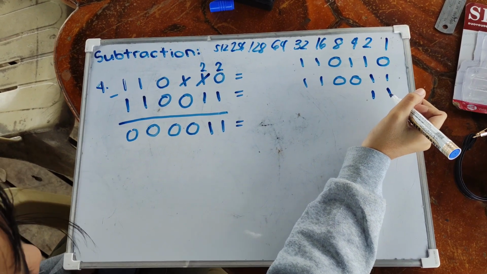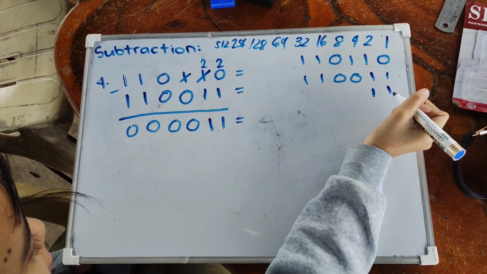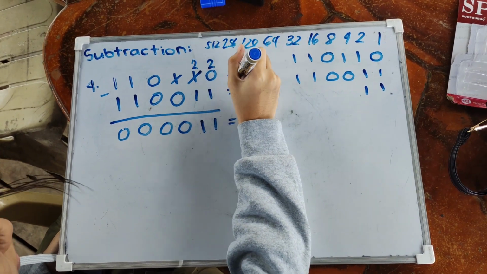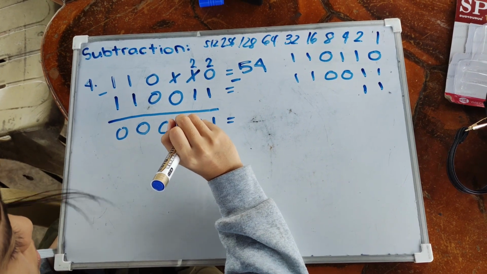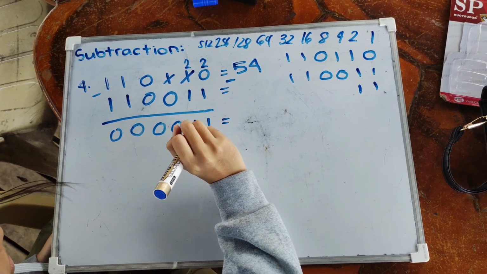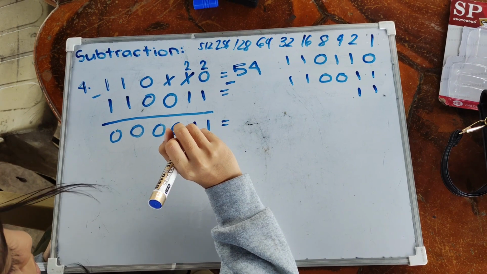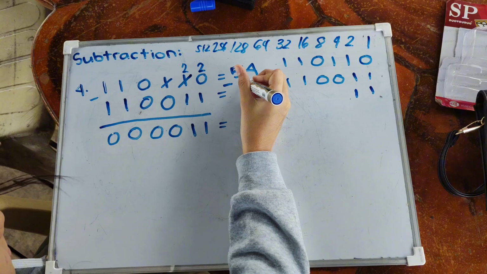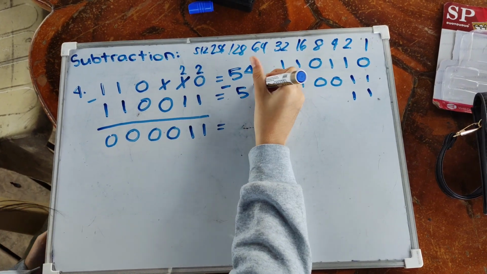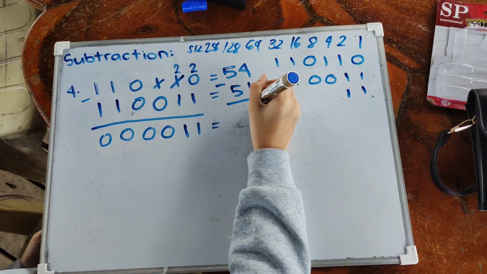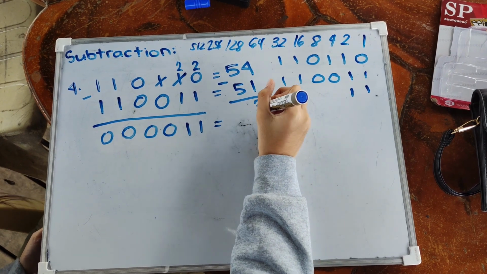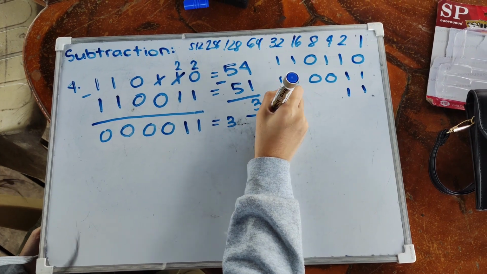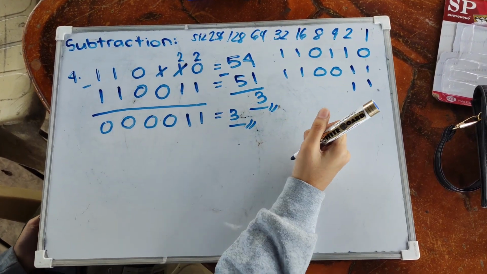110110, that is 32 plus 16 plus 4 plus 2. That would be equal to 54. And the subtrahend, 110011, that would be 32 plus 16 plus 2 plus 1, that would be 51. Now 4 minus 1 is 3, 5 minus 5 is 0, and as you can see here, 1 is true for 2 and 1, and 2 plus 1 is equal to 3.